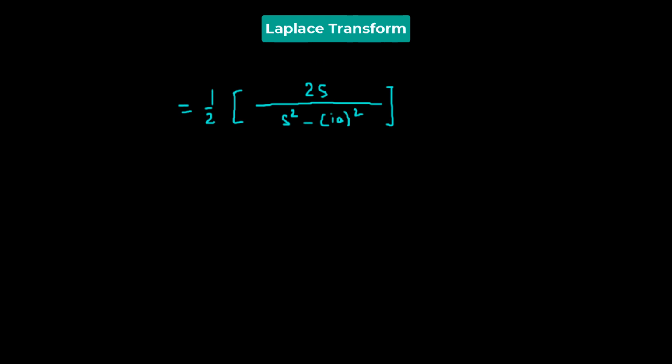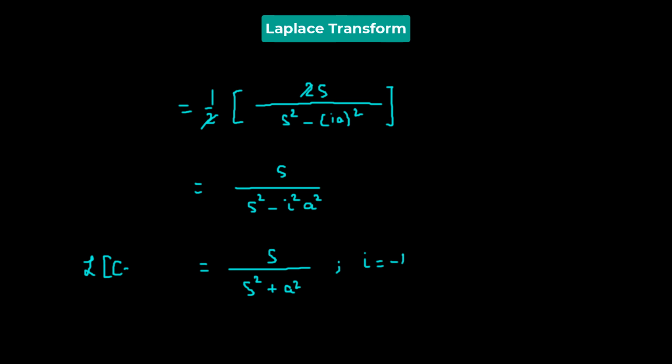So the 2 and 2 get cancelled. We have s divided by s squared minus i squared a squared. We know that i squared is negative 1. So that gives us s squared plus a squared, since i squared is equal to negative 1. So this is the Laplace transform of the cosine function, cosine of at.